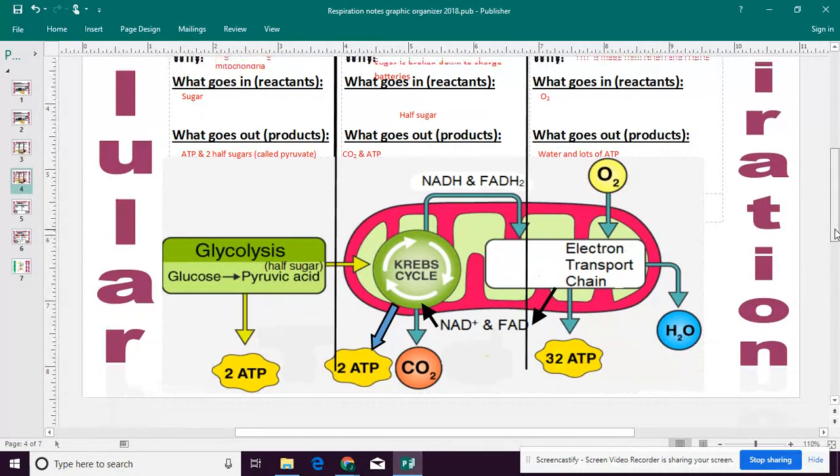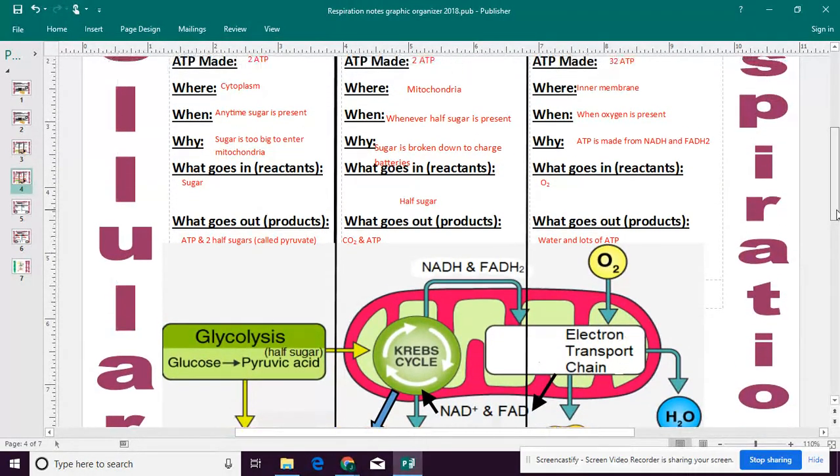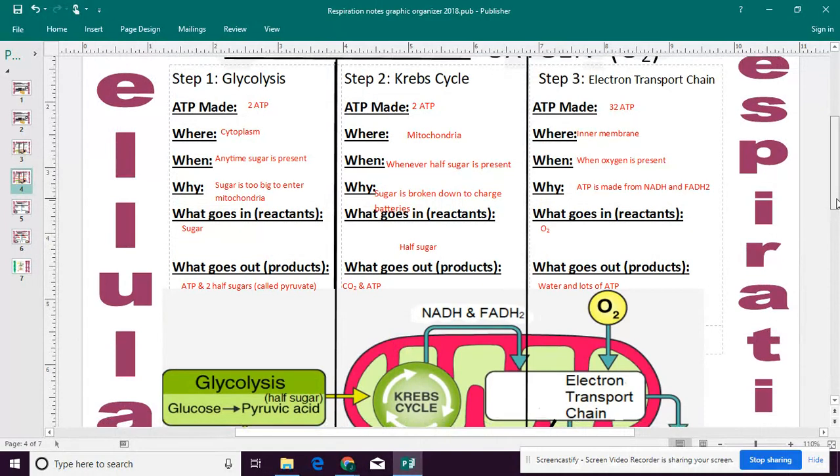We take our half sugars, and those half sugars are going to get broken down even further. And the name of step 2 is the Krebs Cycle. The name comes from the name of a scientist who figured out the chemical pathways and what's happening in the Krebs cycle. I believe he won the Nobel Prize for this. This is happening in the mitochondria, and it's going to happen whenever that pyruvate, that half sugar, is present. Again, your body doesn't wait to process sugar. It just immediately starts to break it down whenever it's present.